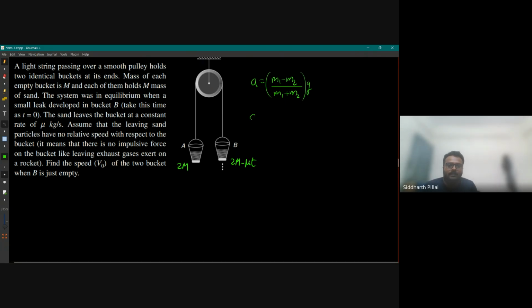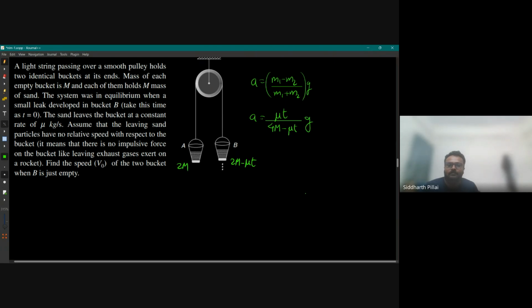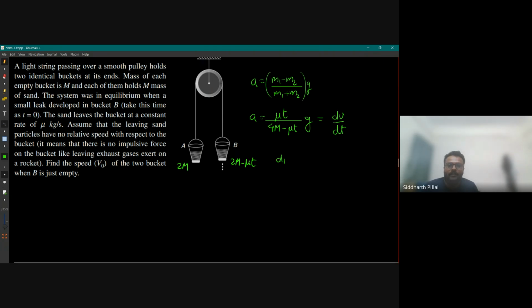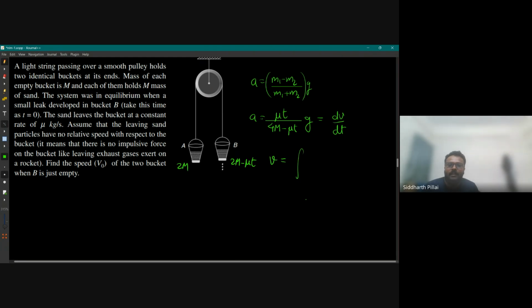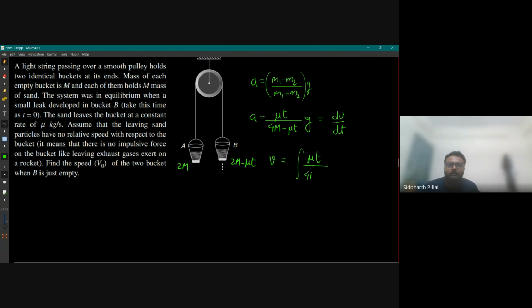I'll get the expression for acceleration as m1 minus m2, which will just give me mu t, divided by 4m minus mu t, into g. This I'll write as dv by dt, that is acceleration. Rearranging gives us dv, or v, directly I can write v is equal to the integral of mu t by 4m minus mu t, g dt.